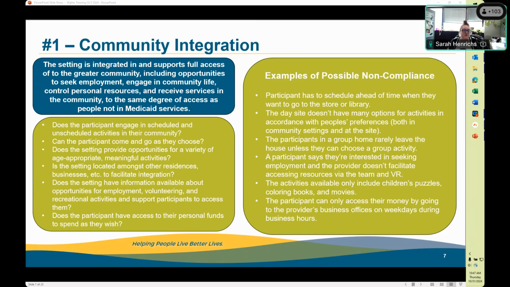Does the setting have information available about opportunities for employment, volunteering, and recreational activities, and support participants to access them as they choose? And does the participant have access to their personal funds to spend as they wish? Those are all exploratory questions that we have from CMS. So examples of non-compliance with this one could include, like I mentioned, the participant has to schedule ahead of time if they want to go to the store or a library. The day site doesn't have many options for activities that are consistent with people's preferences.